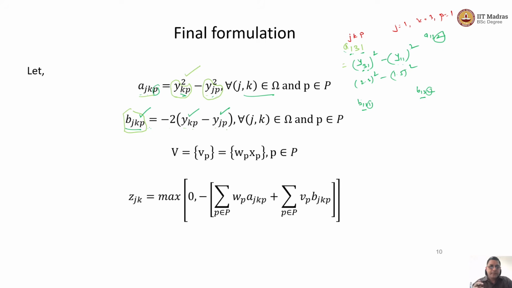These are parameters. Now let us define a new variable called VP, which is WP into XP. WP and XP were our original decision variables. Let us multiply them and define a new variable called VP because we want to make the problem linear. Let us define a parameter called ZJK, which is just a convenience to get the problem in a linearized format. So there is no geometric interpretation for ZJK.